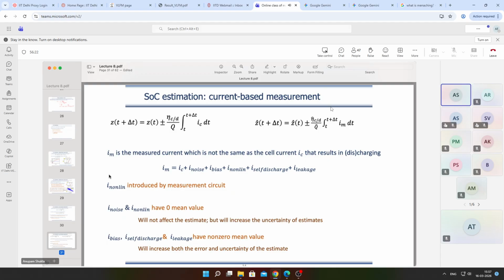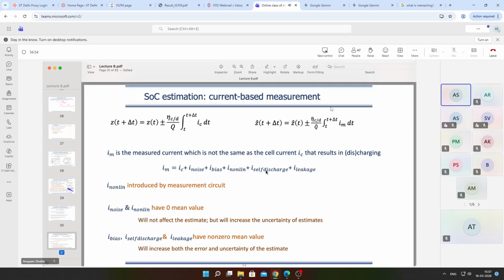So this measured current actually consists of so many components. Okay. It is the true current that goes into the cell. There is some noise, which is always there in any physical process. There may be some bias, which is introduced because of the circuitry and measurements. And there is a non-linear element which adds on to the current, which comes from whatever electronic components you have in your current measuring sensor. Okay, and we don't go there.